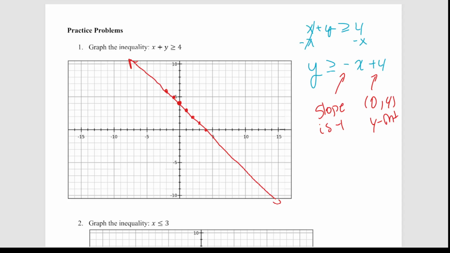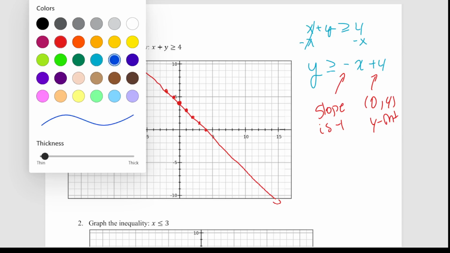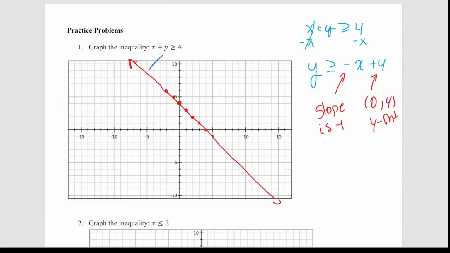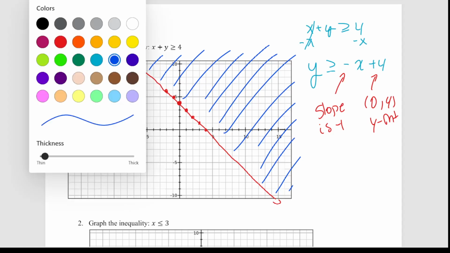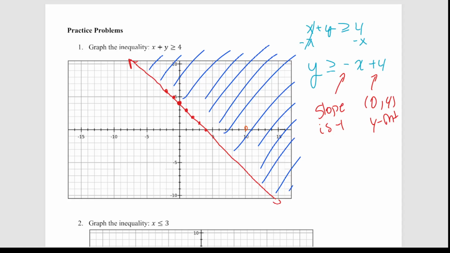Now I need to figure out where to shade. This time it is a greater than or equal to sign, so we're going to shade above the line. And then I want to pick a testing point to confirm. So let's say I want to just pick the point, I don't know, (10, 0). I'm even going to plug it into the original. So that would be 10 plus 0 is greater than or equal to 4. That is a true statement. I know I shaded it correctly.